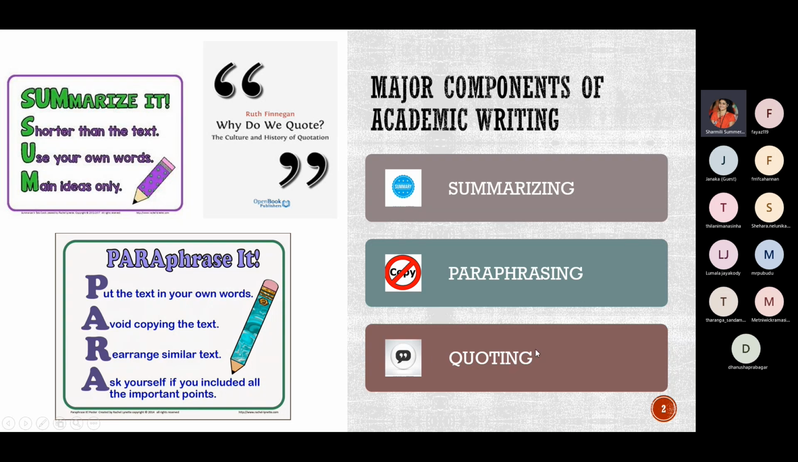Then quoting. Sometimes you may think the phrases or the words used by a particular author will be impressive to you. Or you may think that if you included those things in your article, it may be very valuable. In that manner, without any plagiarism or any illegal method, we use this method as a quoting method. Okay. So first we'll see summarizing.